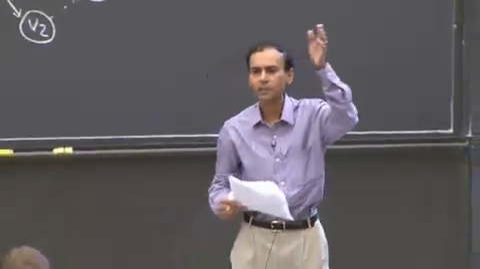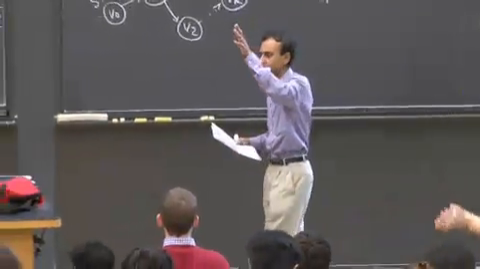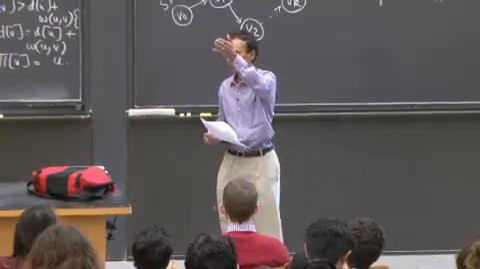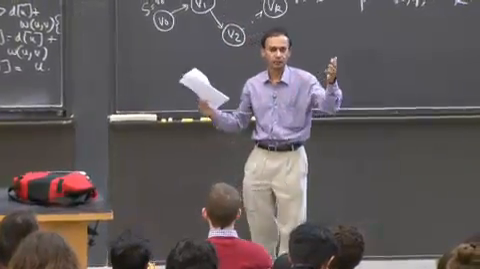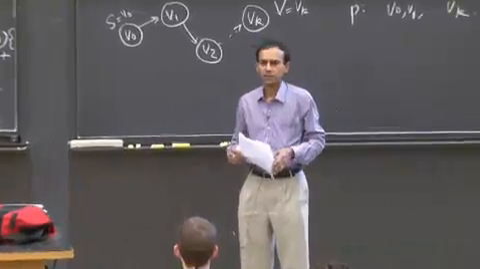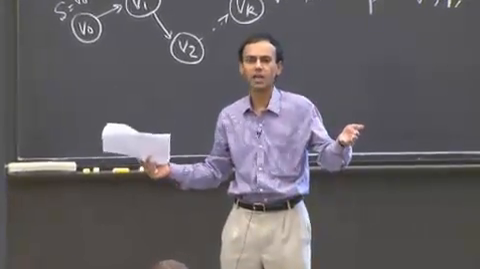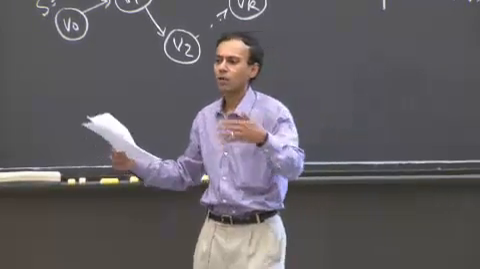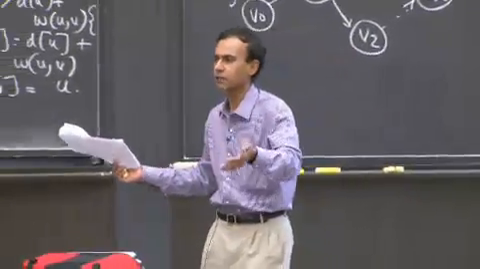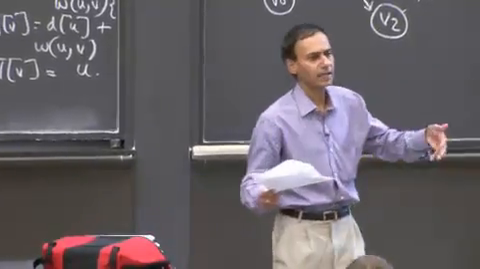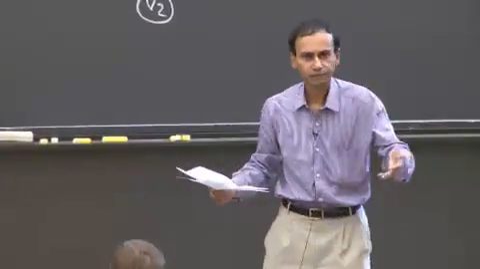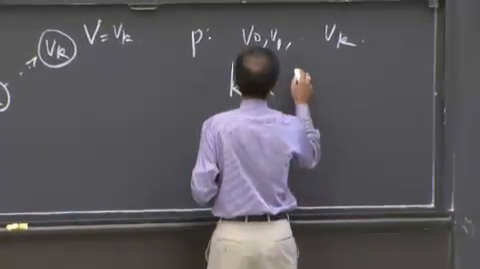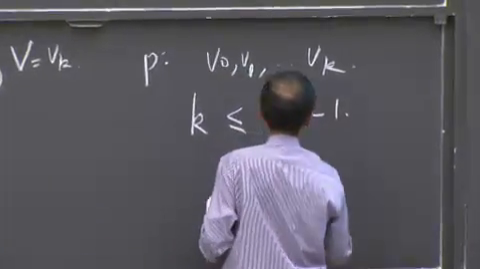Anybody? How big is K? It's up on the blackboard. V minus 1, right? Why? What would happen if K is larger than V minus 1? I would have a cycle. I'd be visiting a vertex more than once, and it wouldn't be a simple path, right? So K is less than or equal to V minus 1.